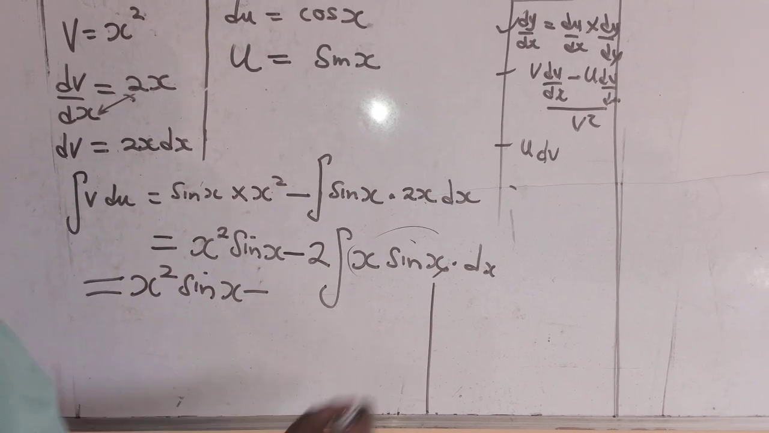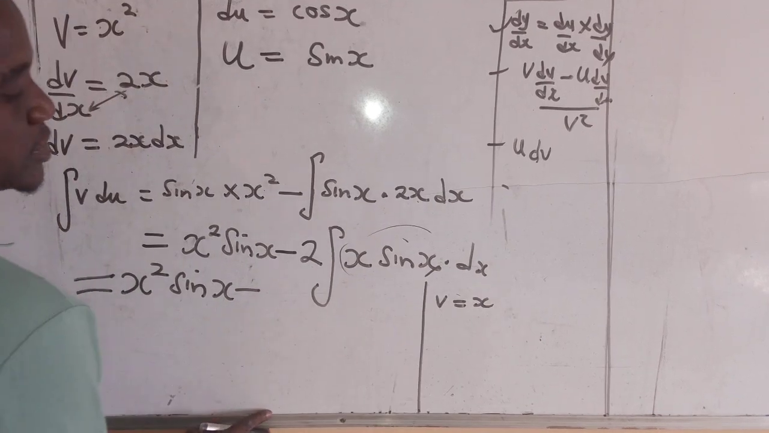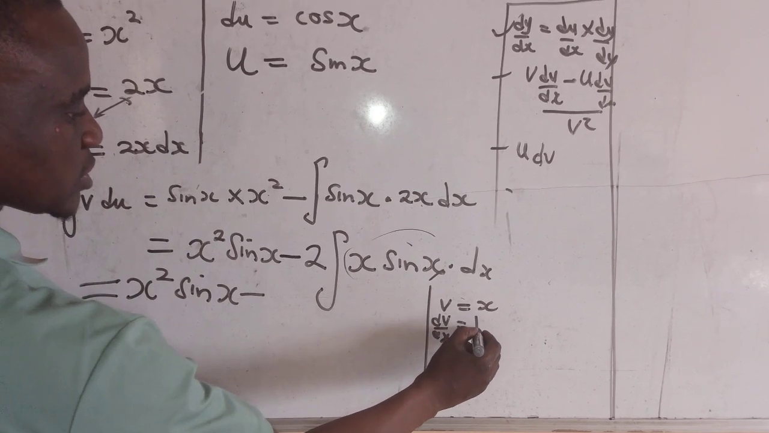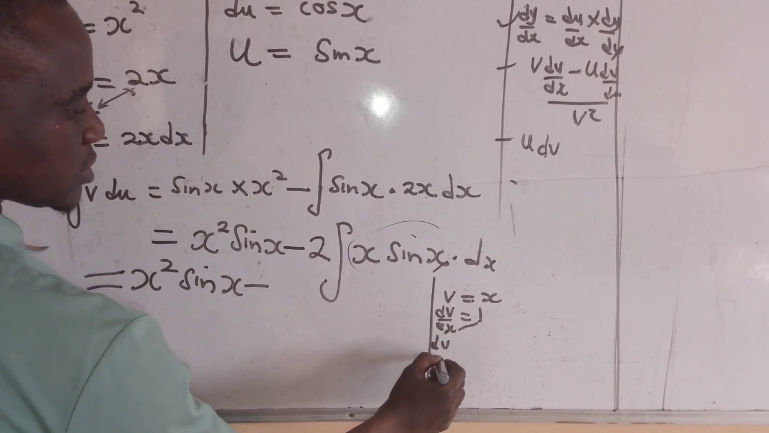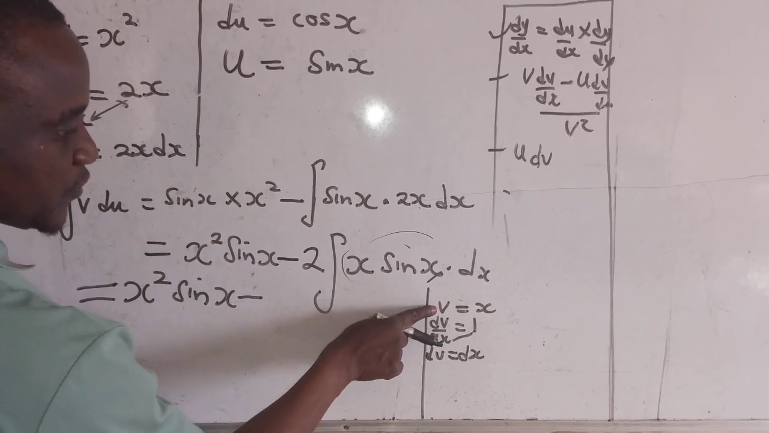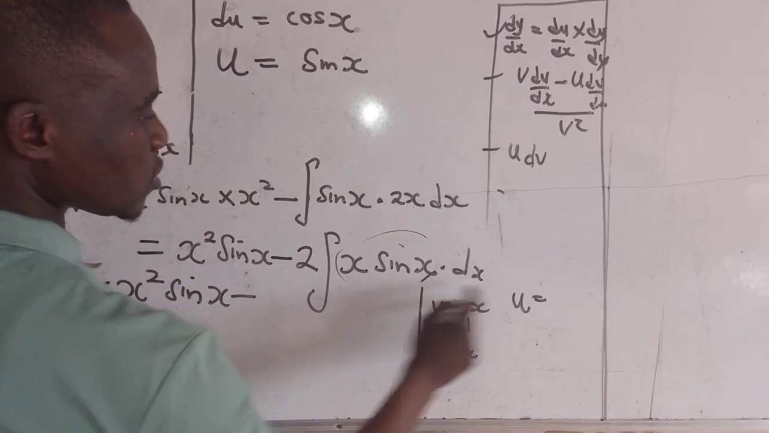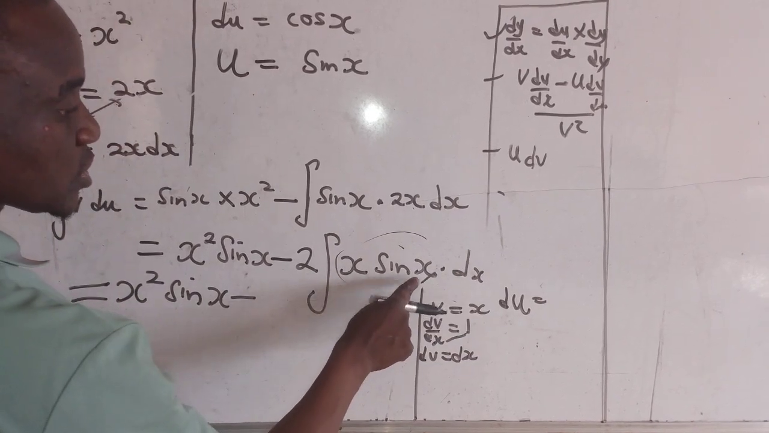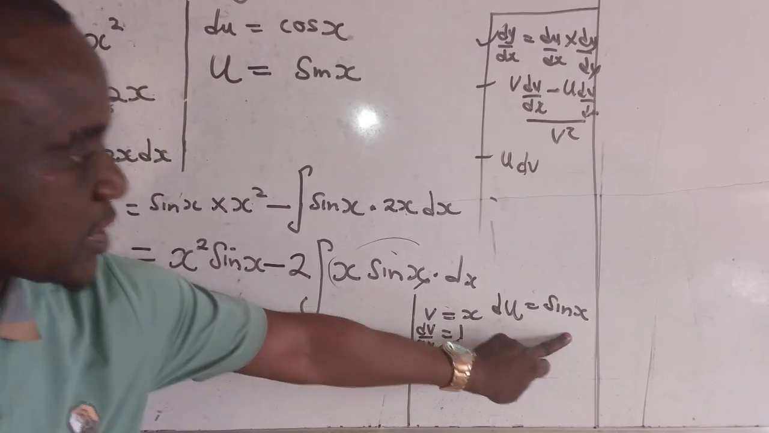Now look at this place. Your v will be x, which means dv dx will be equal to 1. Cross multiplying, dv will be equal to dx. We have known our v and our dv. Now your du is sine x. Are we together? Your du will be sine x.